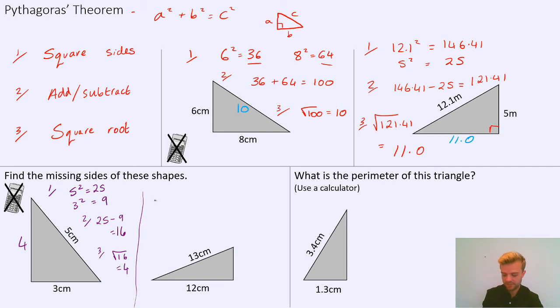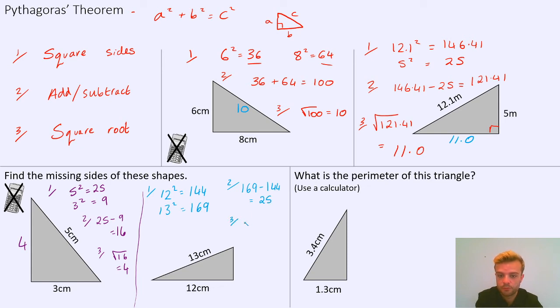And then this question over here, we'll square the sides. So 12 squared is 144. 13 squared is 169. That's our first step, square the sides. Second step, we're going to add or subtract. This time we're looking for, again, a short side, so we're going to have to subtract the smaller number away from the bigger number. So 169 take away 144, which is 25.